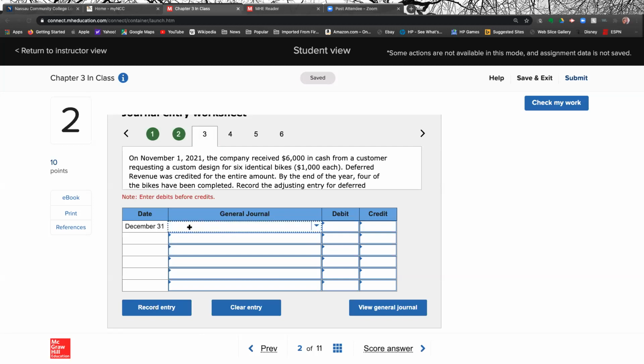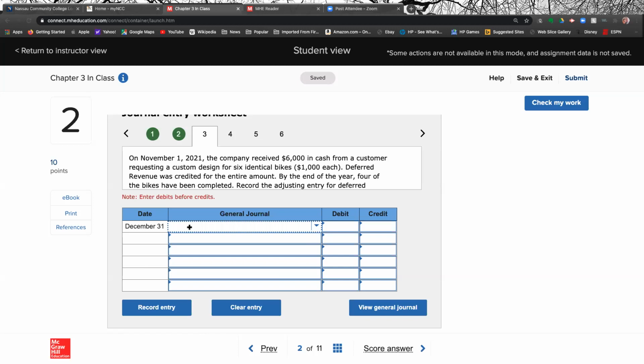Okay. All right, what do we have here now? On November 1st, the company received $6,000 in cash from a customer requesting a custom design for 6 identical bikes, $1,000 a piece, right? 6,000 divided by 6, $1,000 a bike. Deferred revenue was credited for the entire amount. So on November 1st, we debited cash and we credited deferred revenue.